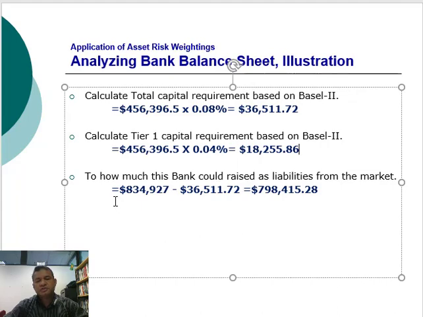And the third question is how much this bank could raise as liability from the market. So as we know, the total asset value of this company was 834,927, and we know the total capital requirement is 36,511. So if you minus this amount from 834,927, we'll get 798,415.28, and that is the amount this bank can raise as a liability from the market.